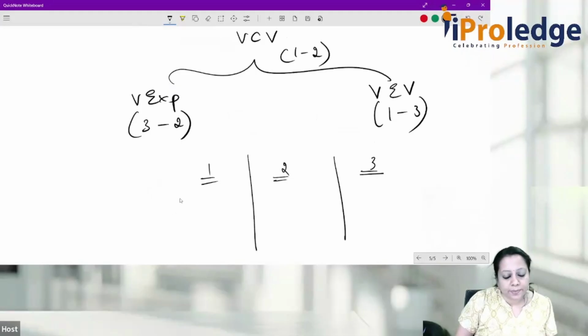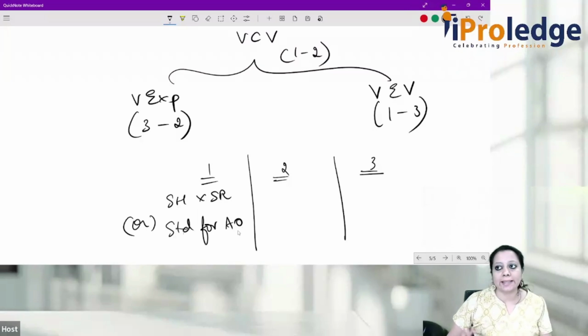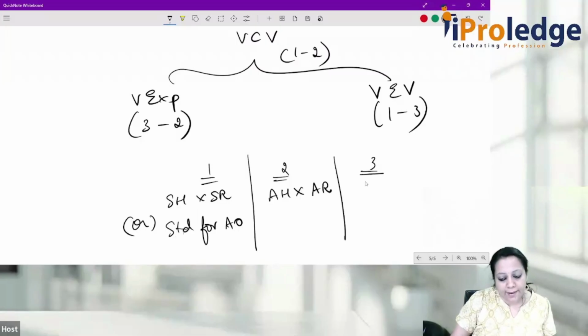1 is equal to SH into SR, or it is going to be the standard for actual output. What is given in the question? If you have standard for actual output, we will take that as 1. All right, students? Yes. So 2 is going to be AH into AR, and 3 is AH into SR. No change.